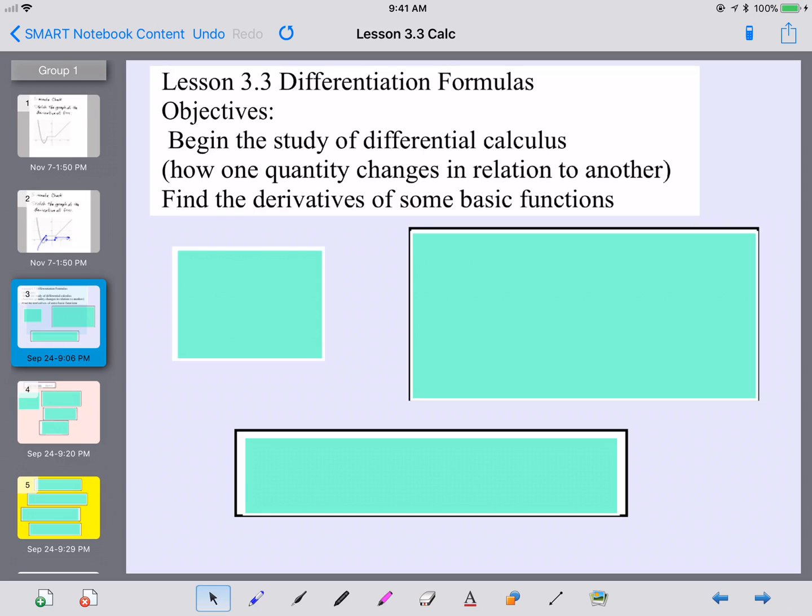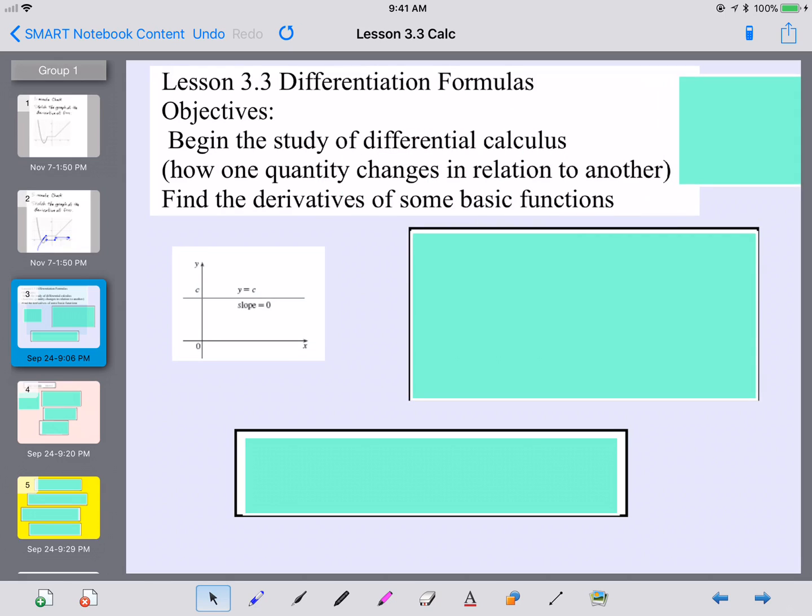So we're going to look at lesson 3.3, which is the differentiation formulas, so that we can get shortcuts to some of these procedures that have been taking us a while. So first off, let's think about our slopes of our tangents and how they relate to a graph.